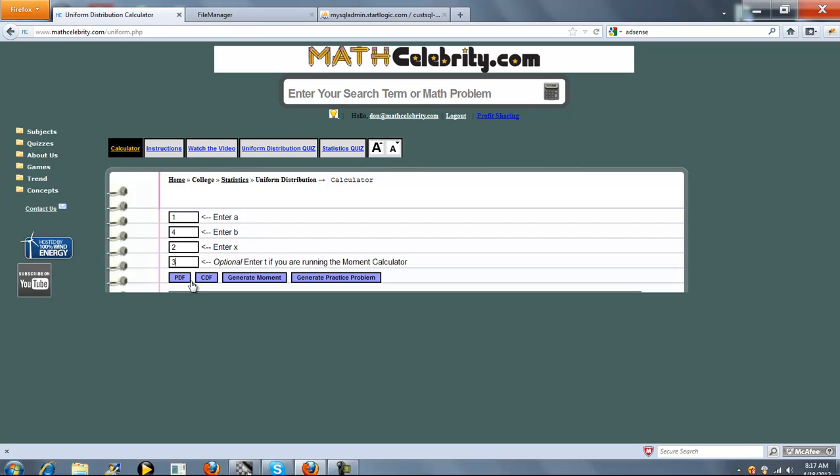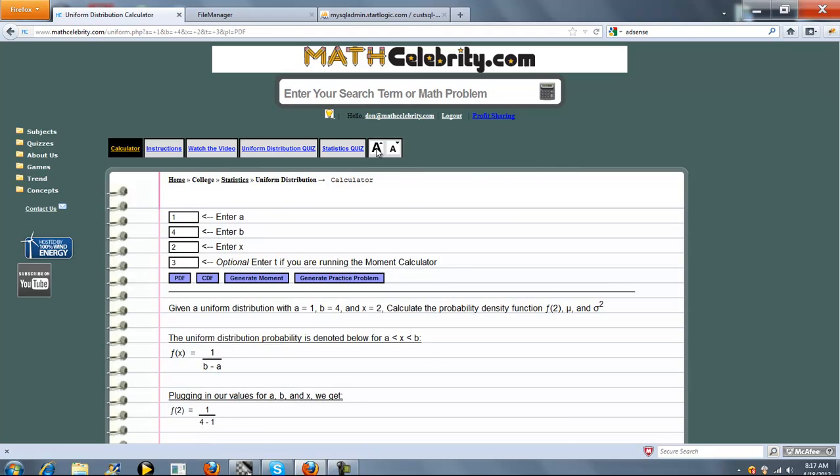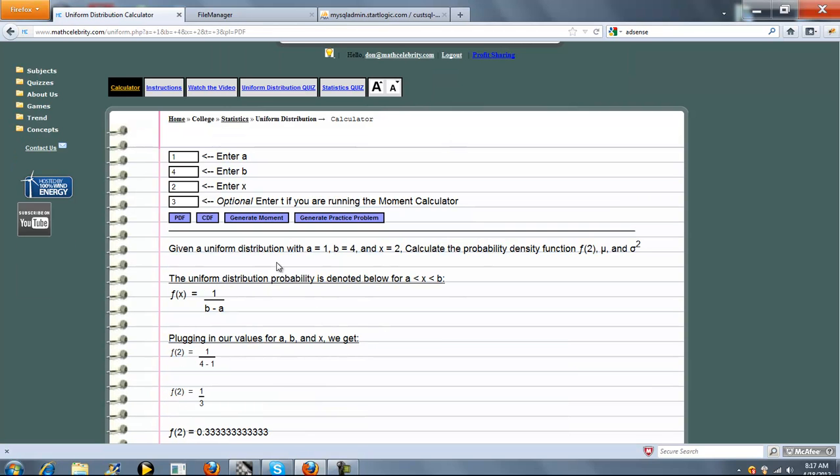The first one is the PDF, which is a probability density function. So you have A, B, and X. And when you're all set, you press PDF. So we've got a uniform distribution with A is 1, B is 4, X is 2. We need to calculate the PDF at X equal to 2.